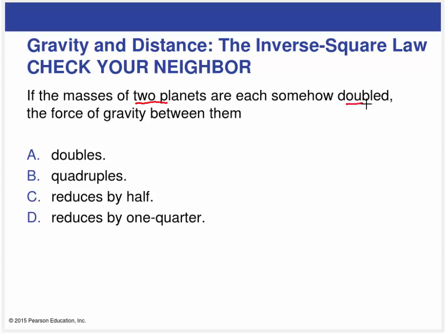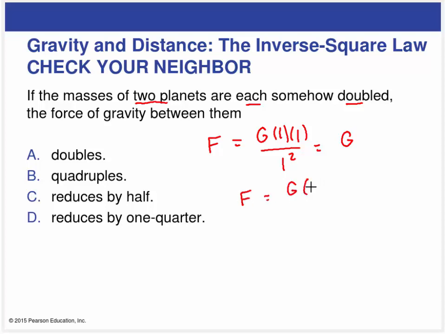Okay, so if we have two planets and the mass of both of them are somehow doubled, then what's the force of gravity between them? Well, the force is going to be equal to big G times the mass of the first. We don't know what it is, let's just call it 1. Multiplied by the mass of the second, we don't know what it is, let's just call it 1. And let's divide by the distance squared, we don't know what it is, let's call it 1. So the force is just going to be G.